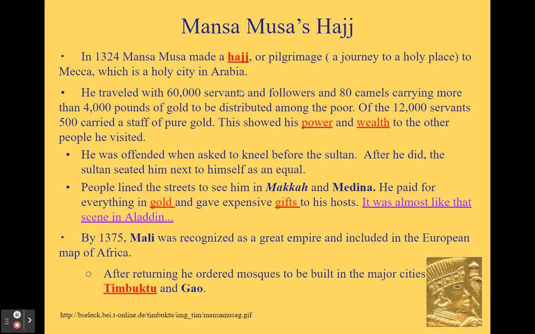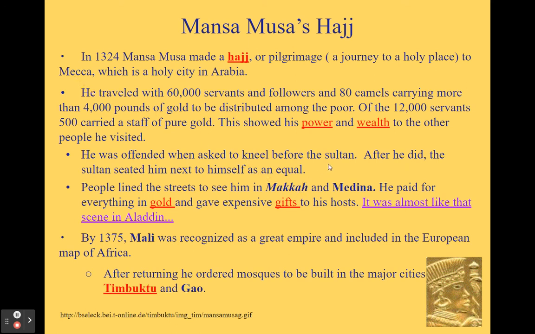People lined the streets to see him in Mecca and Medina. All right, so you could spell the city of Mecca as Makkah. We generally spell it Mecca, but that is the same city. Mecca, Makkah, the exact same city.